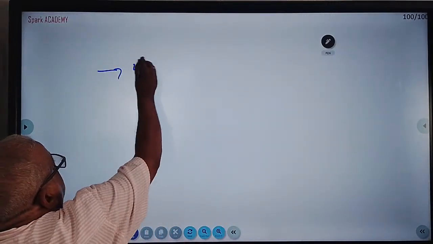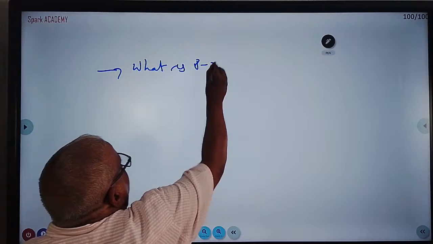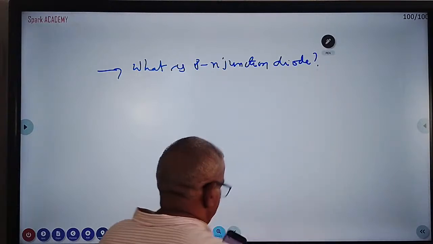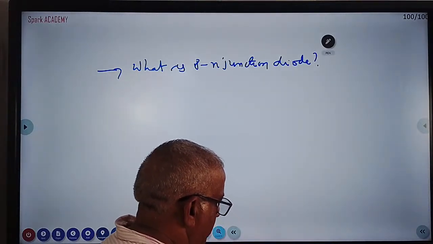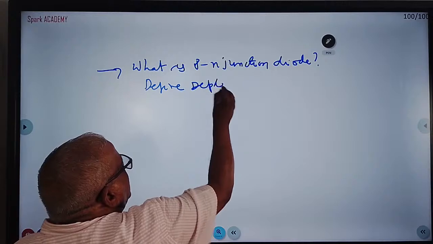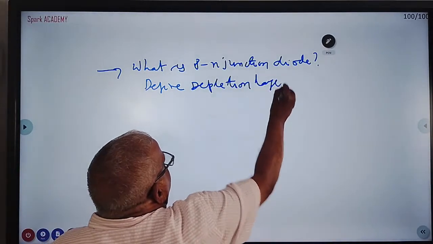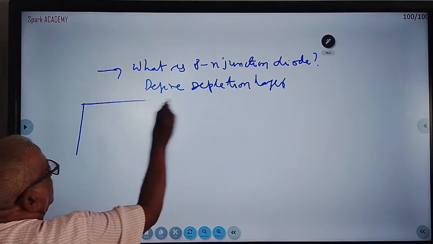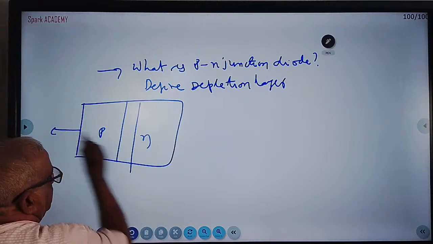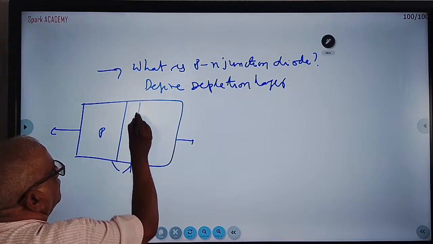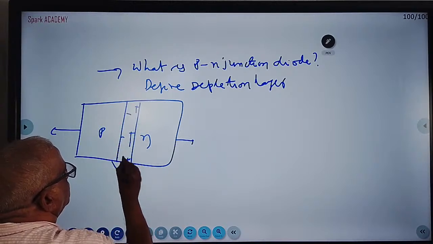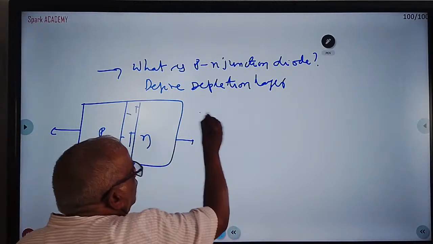What is a PN junction diode? Define depletion layer. In a PN junction, this is called the depletion region, between P and N. It consists of the N side losing electrons, so it becomes positive ions, and negative ions on the P side. So a PN junction is made of both.